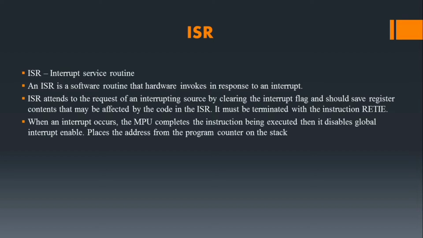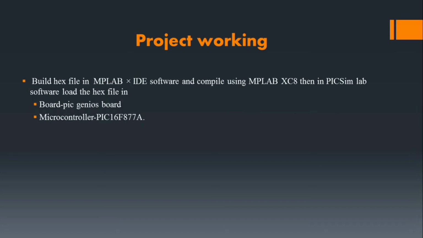When an interrupt occurs, the MPU completes the instruction being executed. Then it disables the global interrupt enable and places the address from the program counter on the stack. And the next, project working.